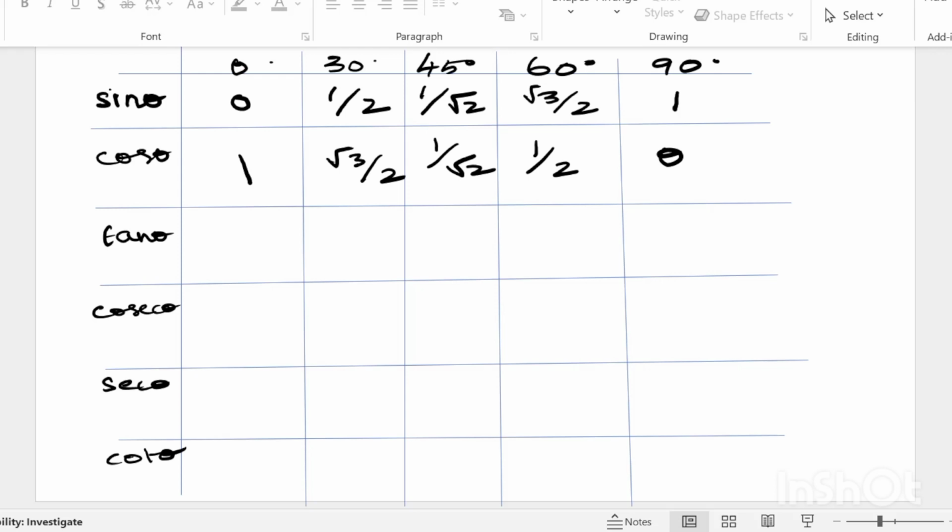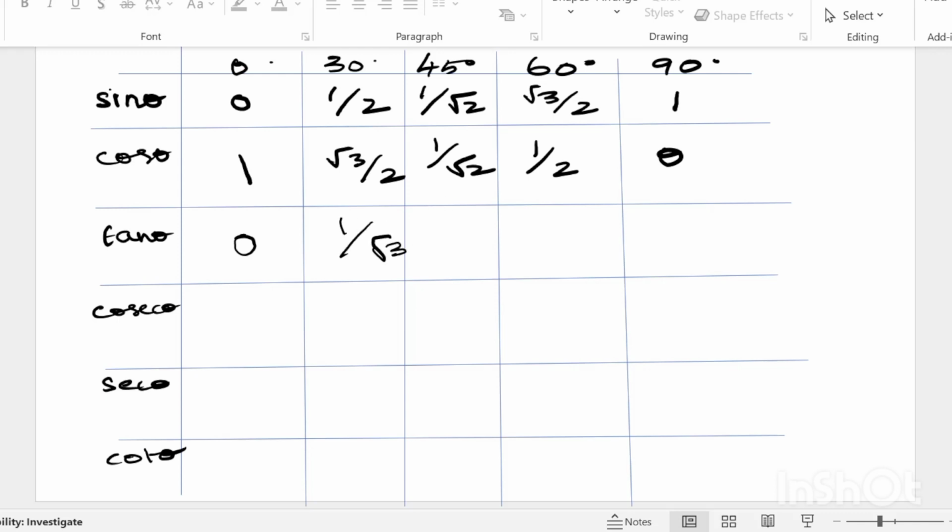Now coming to tan theta, what have we learned? We know that tan theta is equal to sin theta by cos theta, as I have already told you. So the values also will be similar. So what is tan 0? Tan 0 will be sin 0 divided by cos 0, that is 0 by 1. Anything by 1 is the same value, so 0. Now, what is tan 30? Tan 30 will be 1 by 2 divided by root 3 by 2. This 2 and 2 will get cancelled, and the answer will be 1 by root 3.